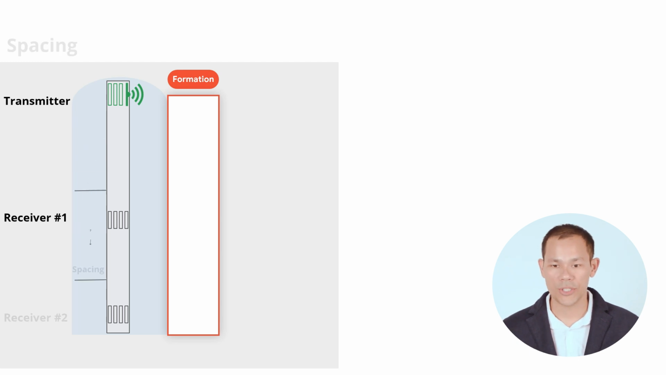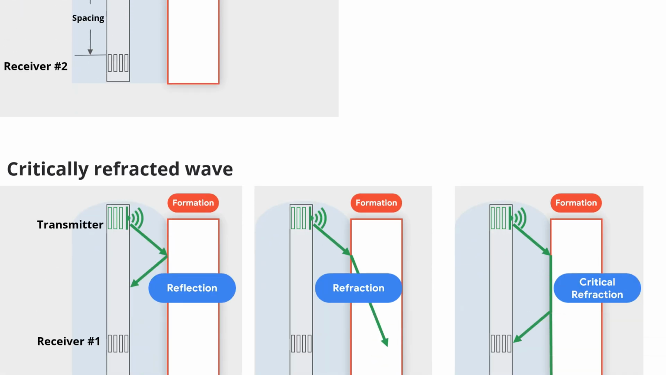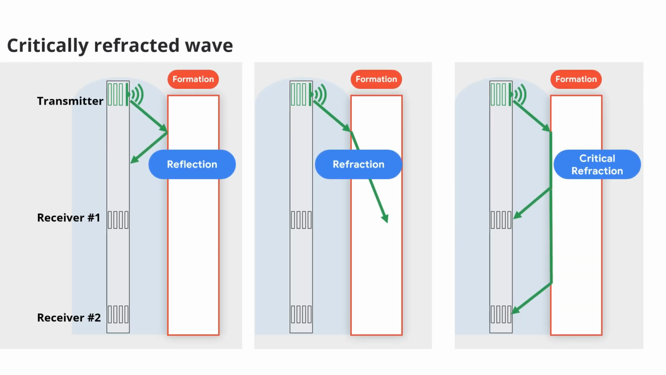Now in this image, we see the distance between individual receivers, which is called spacing. Let's think about the fact that once the signal is emitted by the transmitter, it travels in different forms. Some waves are reflected back.